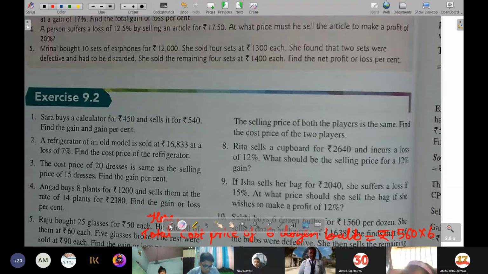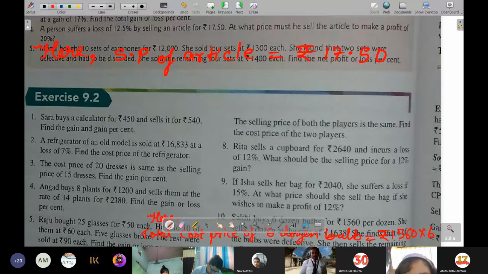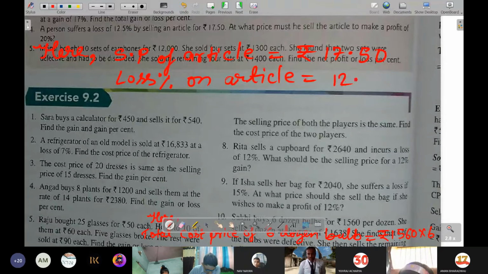What we can do? Simply we can write here the person suffers selling an article. So here you can write SP of article is equal to rupees 17.50. Loss percent on article is equal to 12.5%.